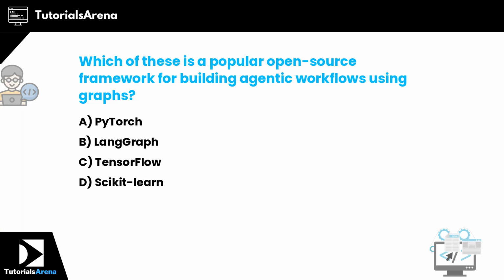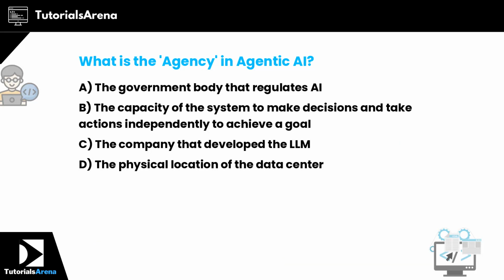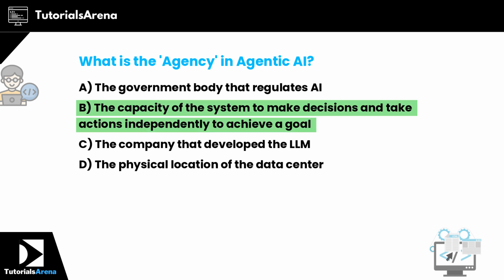Which of these is a popular open-source framework for building agentic workflows using graphs? The correct answer is option B, LangGraph. What is agency in agentic AI? The correct answer is option B. The capacity of the system to make decisions and take actions independently to achieve a goal.